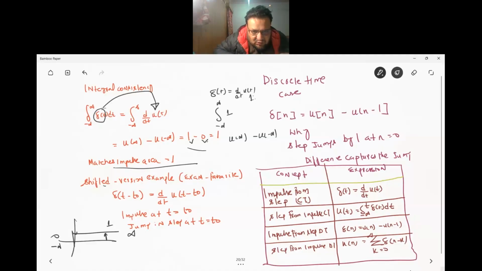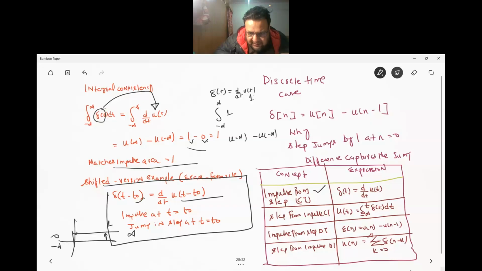Basically, a shifted version example is also given. If you shift this, the same shift applies here also. So this is the impulse response from the step. How do you get the impulse response from the differentiated step? This is in the continuous time domain. In the discrete time domain, the impulse is u of n minus u of n minus 1, and the step is basically u of n.